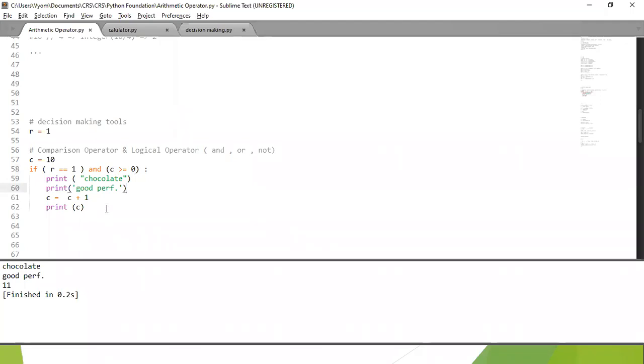So you guys understood the logical operator? This is the actual use of logical operator. Fine, good.